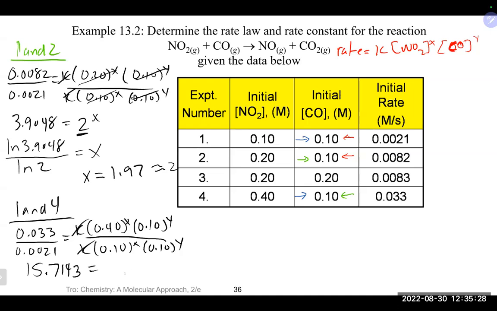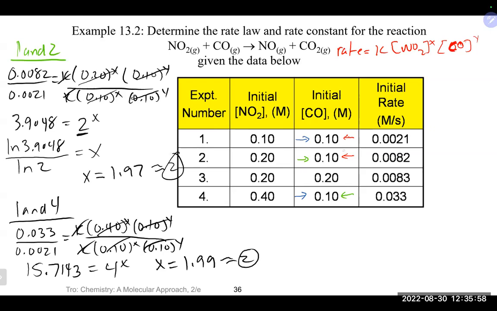We get these guys to cancel. This will now give us 4 to the X. These guys would cancel. Once again, I'm going to take the natural log of both sides and divide it over. Taking the natural log of the 15 point something number gets us like 2.75 divided by the natural log of 4 when you divide it over. Going to give us an X value in this case of 1.99 basically on some rounding, which once again is pretty close to 2 in this case.